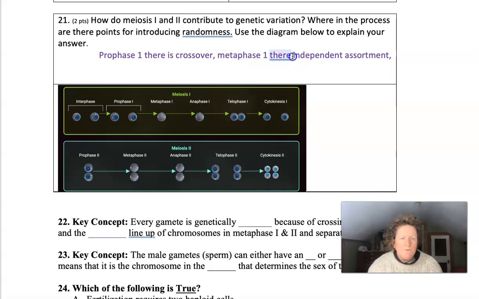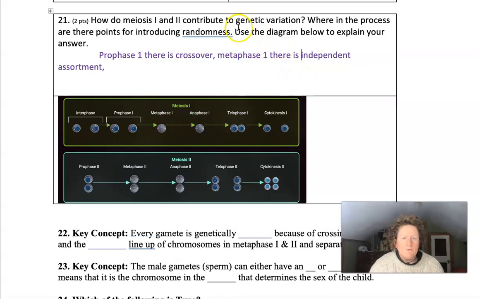So how do meiosis 1 and meiosis 2 contribute to genetic variation? In prophase 1, remember there's crossover. In metaphase 1, there's independent assortment. There's also independent assortment in metaphase 2.